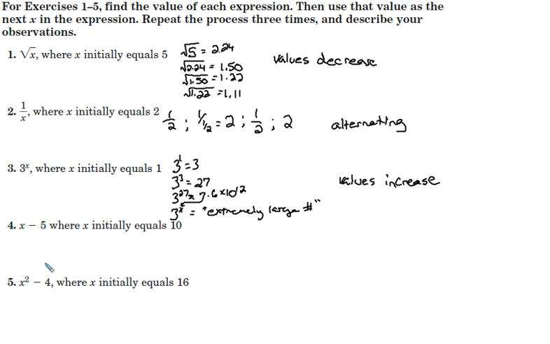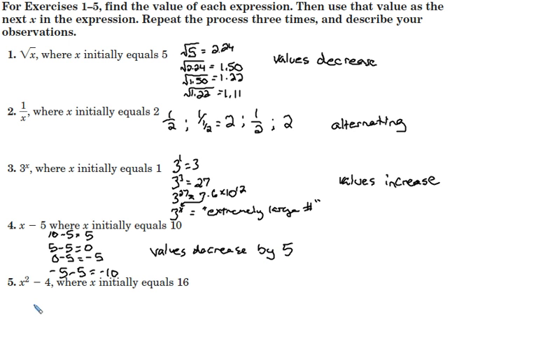Alright, number 4 is pretty direct. x minus 5, where x initially equals 10. Okay, well that's easy. 10 minus 5, our first value is 5. And then we have 5 minus 5. Our next value is 0. And then 0 minus 5. Our next value is negative 5. Negative 5 minus 5. Our next value is negative 10. Okay, so what happens to the values? The values decrease by 5 every time. Very simple.